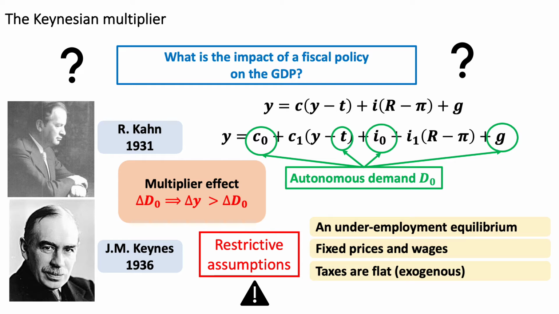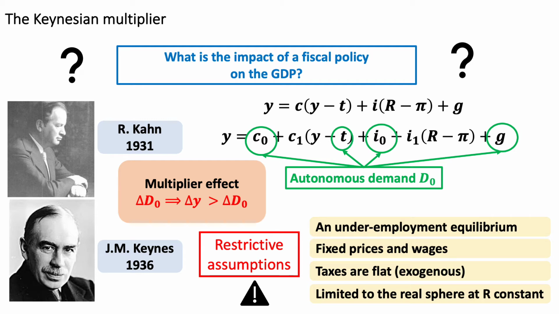Third, taxes are flat, not proportional to income. In other words, they are exogenous and equal to a constant T. And finally, we ignore the financial and monetary sphere here. We only focus on the real sphere, on the goods market. So when we talk about the simple multiplier, we will assume that the interest rate is constant.